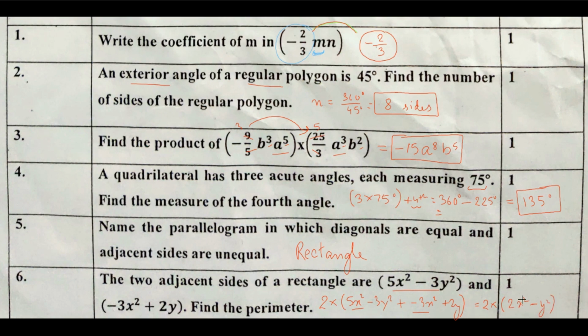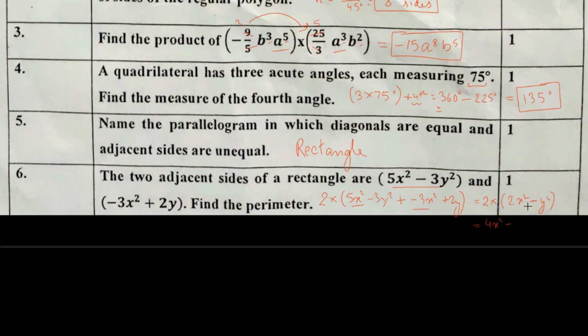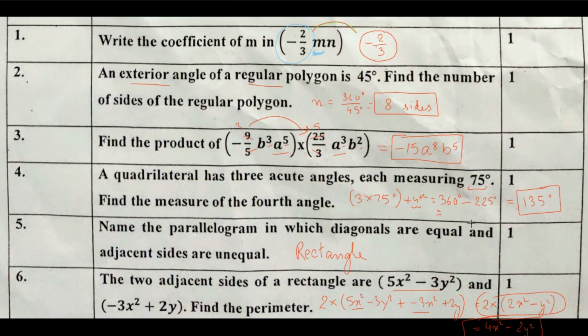On multiplying this, I would get something of the type 2 times 2, 4x square minus 2 times y, which is 2y. So my answer could be either this one or this one. Okay, so the final answer is going to be either of these. Both are correct. So this was the 1 mark questions.